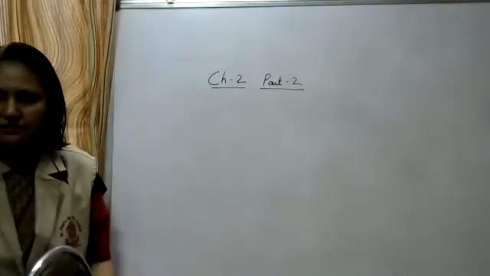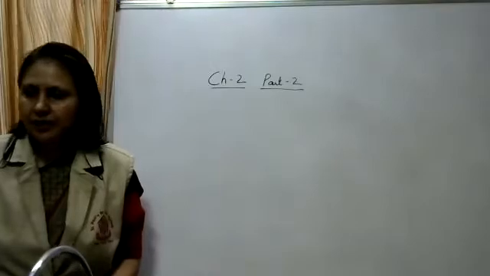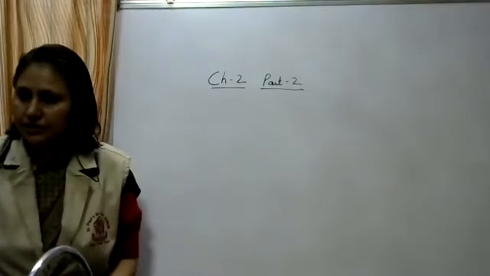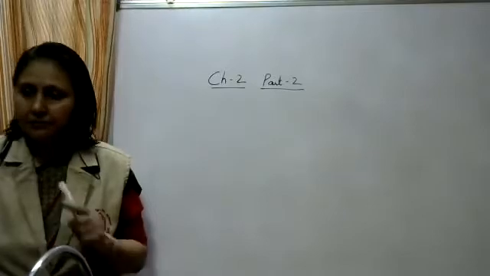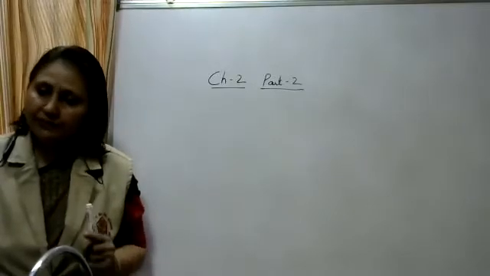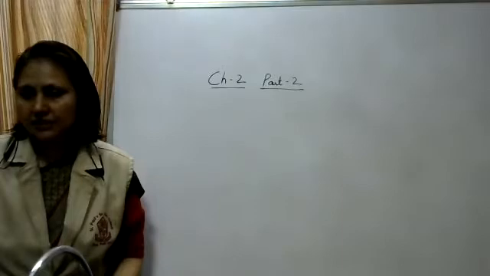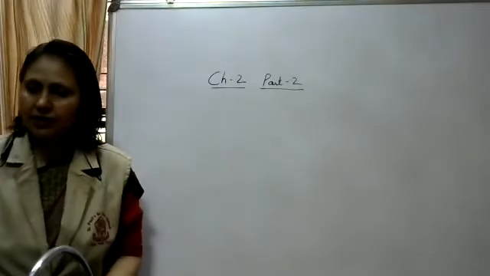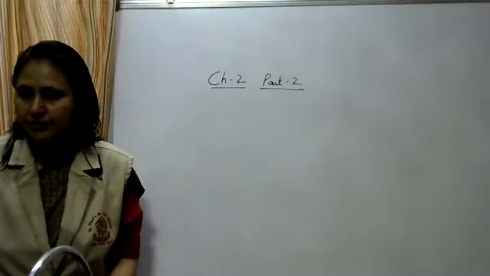Good morning, students. So yesterday we studied electrostatic potential. In the second chapter we started electrostatic potential. It is defined as the amount of work done in bringing a unit charge from infinity to a point in the electric field without any acceleration. The formula is potential V is equal to work done per unit charge, W upon Q.